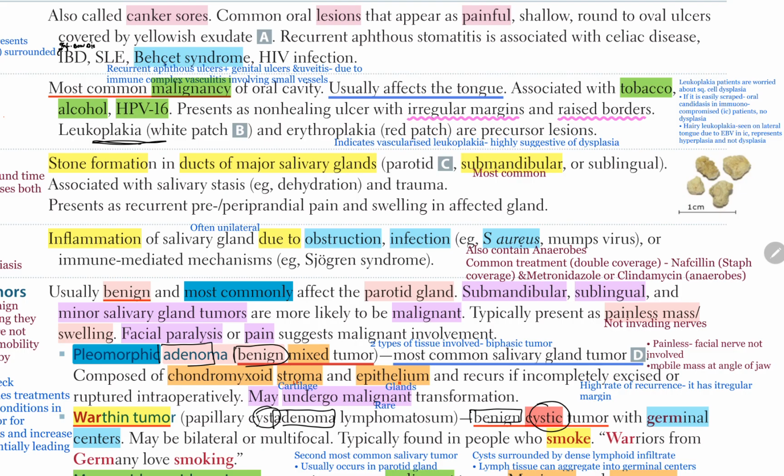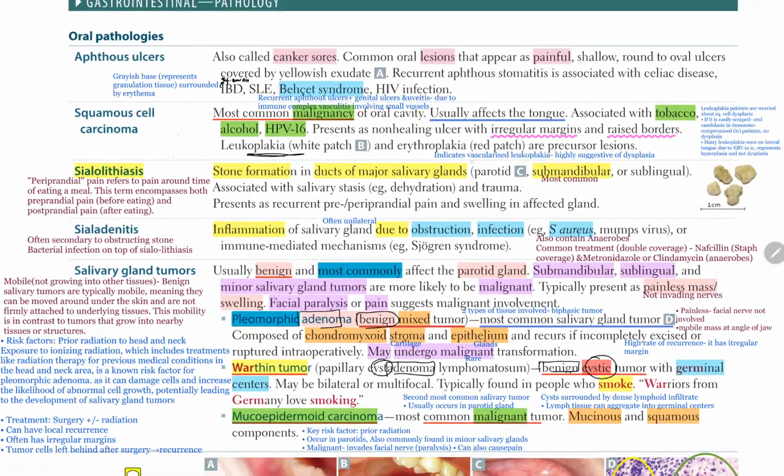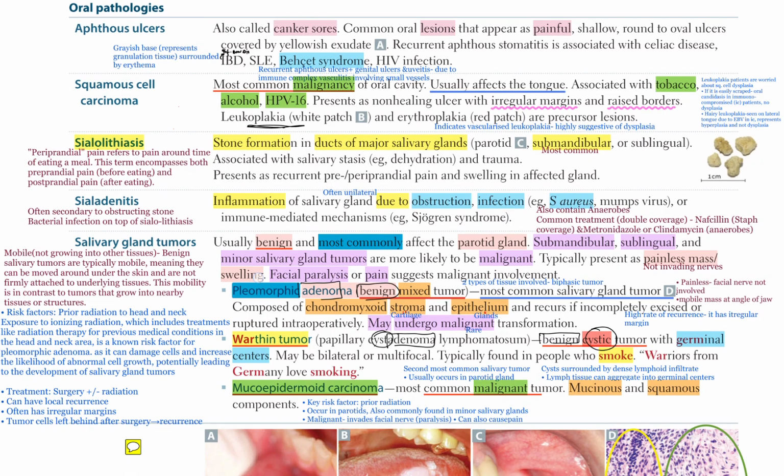Then comes hairy leukoplakia. It is seen on the lateral tongue, and it occurs due to Epstein-Barr virus. That is, it represents hyperplasia and not dysplasia. So if these two conditions occur, it means that it is not a dysplasia. The patient should not be worried. Then erythroplakia is a red patch. It indicates a vascularized leukoplakia, and it is highly suggestive of dysplasia.